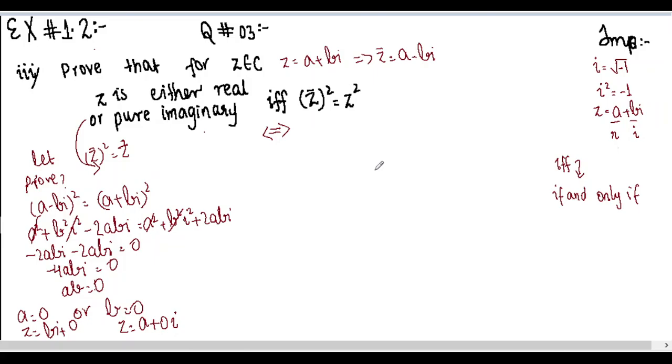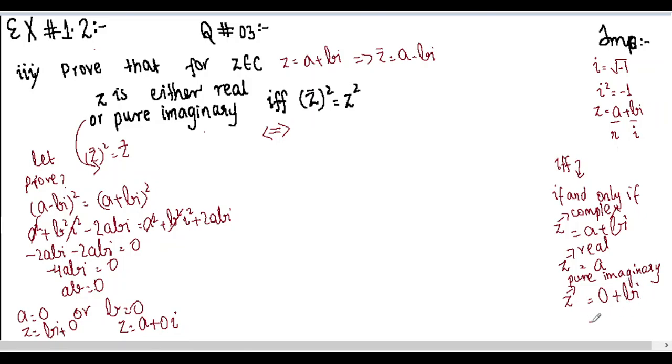Pure imaginary. When z is complex, then it is equal to a plus b iota. When z is real, then this b becomes 0 because there is no iota, so it is equal to a. But when z is pure imaginary, then we have no real part. Real part is 0 and b iota, there is only b iota, so 0 plus b iota means b iota. So it's either pure imaginary or it's real. So we have met this condition.